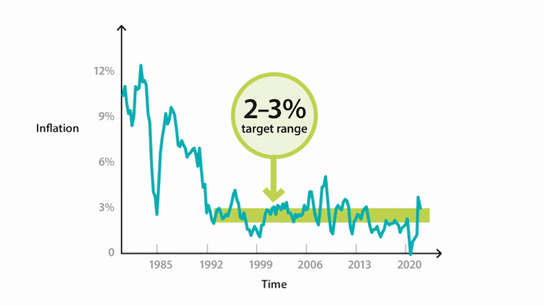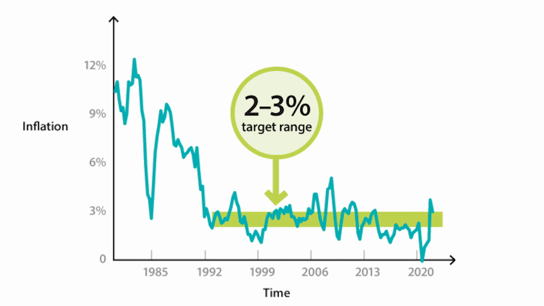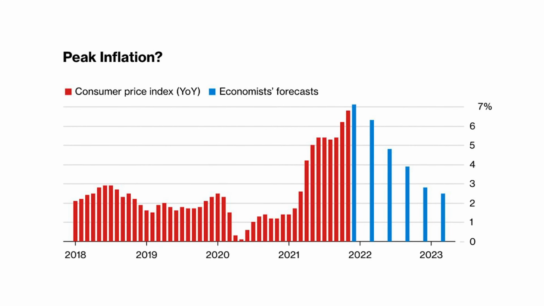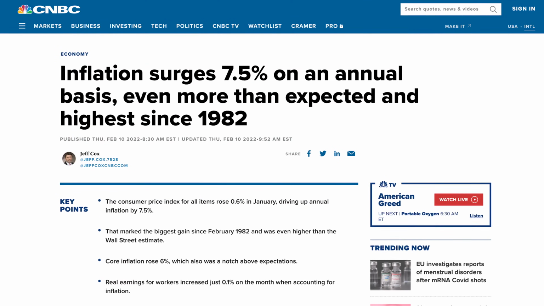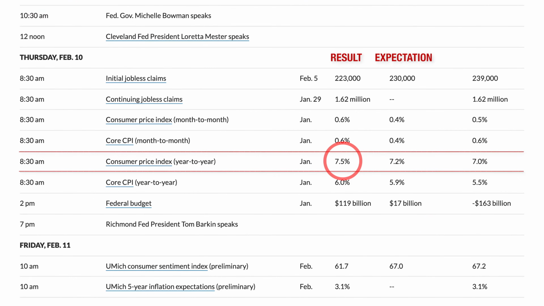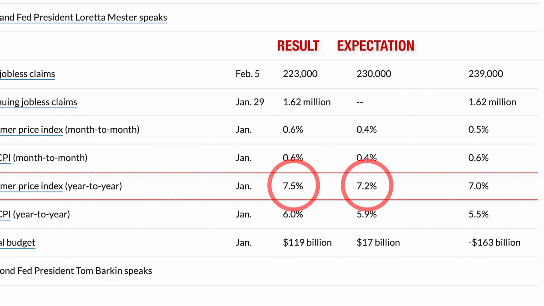Generally, a low annual CPI rate in the 2 to 3% range is what is aimed for. But from November to December last year, the CPI showed that inflation rose 0.5% in a month, bringing the annual rate to a 40-year high of 7%. Now yesterday, 1 hour before the market opened, the very important and highly anticipated January CPI data was released, and it came in at an annual rate of 7.5%. Now analysts were expecting a rise of just 7.2%. So this meant inflation was much hotter than expected.